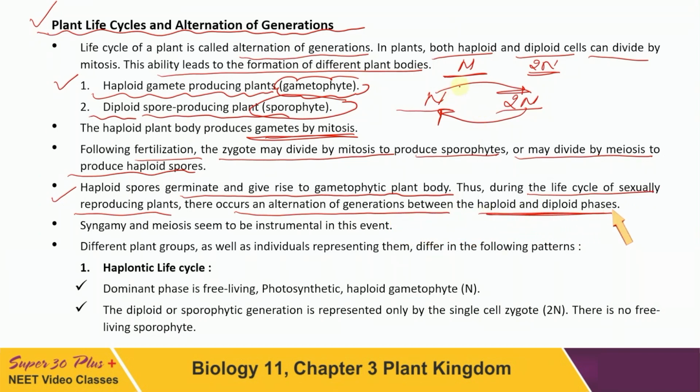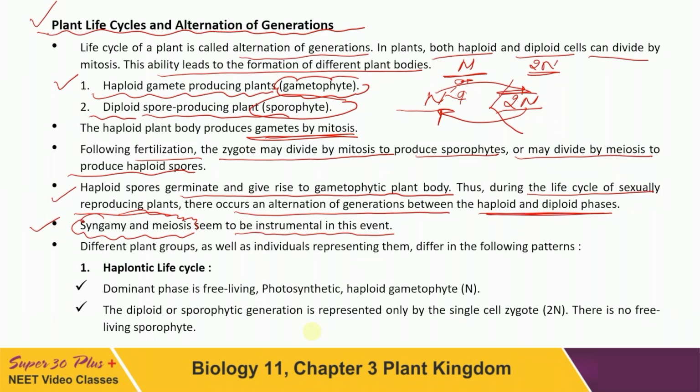I told you that the haploid stage will make the gametes, the so-called male and female gametes. Fusion will be there, as a result of which the diploid stage will be formed. Is it right? Come to the next now. Syngamy and meiosis: these are the important instrumental events for alternation of generation. No need to say it again. Alternation of generation is there in sexually reproducing organisms; here we are taking the plant kingdom.